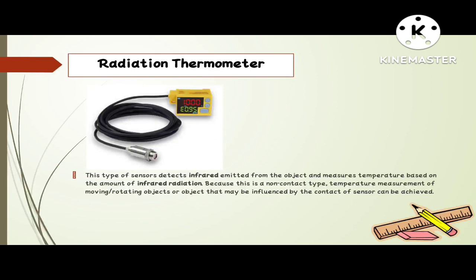Radiation thermometer. A type of sensor detects infrared emitted from objects and measures temperature based on the amount of infrared radiation. Because this is a non-contact type, temperature measurement of moving or rotating objects, or objects that may be influenced by the contact of a sensor, can be achieved.